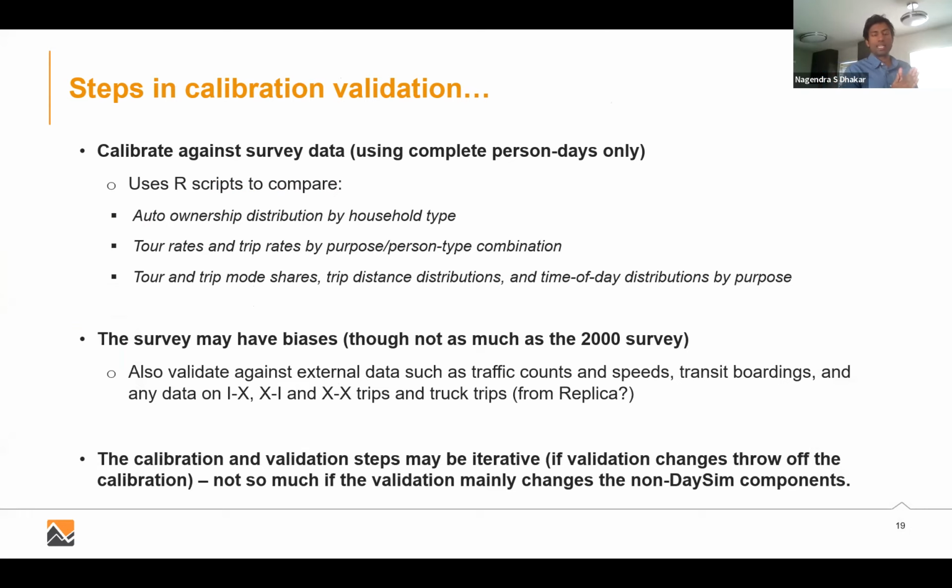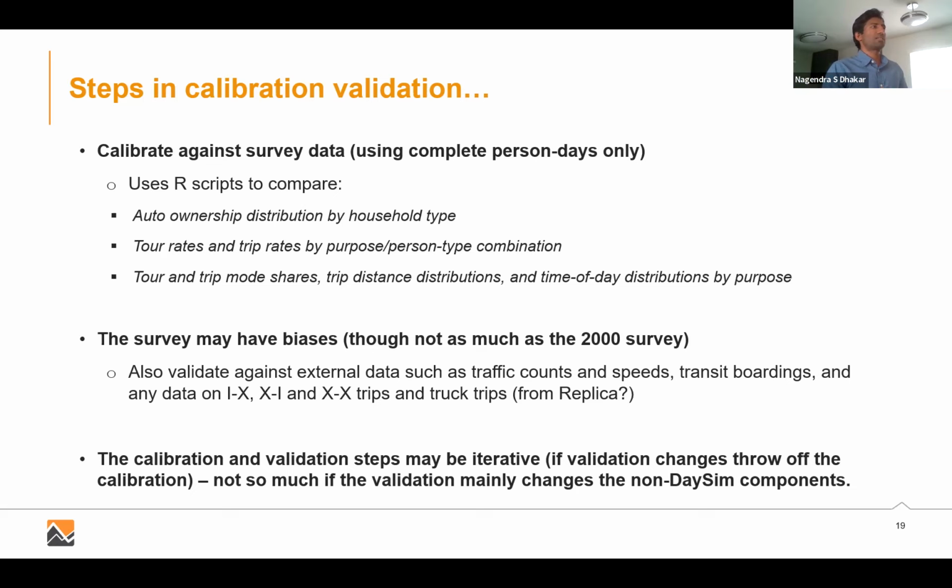Hello, everyone. My name is Nagendra Thakur. Mark and I worked on this project over the last few months. Mark went through the estimation process and the new model that we implemented in the DaySim set of models. In my slides, I'm going to describe how we did the calibration and validation of the newly estimated model.